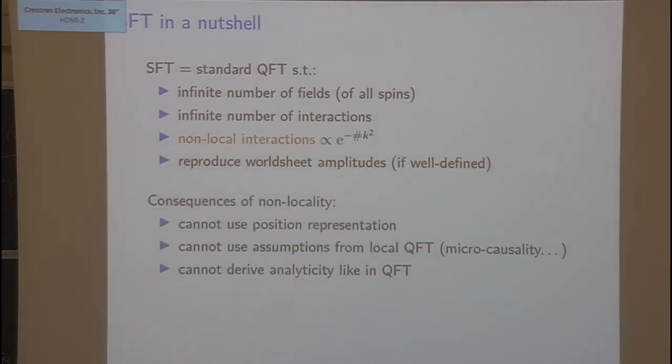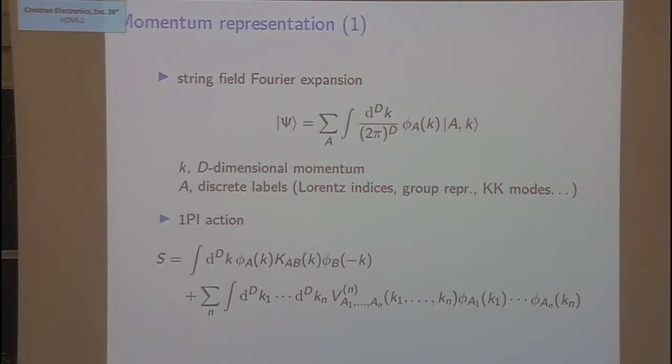Now, because of non-locality, we cannot use a position representation. So we also cannot use assumptions from local QFT like microcausality. Because of that, we cannot derive analyticity like in standard QFT using the work from the early 60s about that. So we have to do it again using some other way. The way we do it is to study singularities of Green functions by studying the Feynman diagrams in momentum space. So we directly derive analyticity in momentum space, and then we find that it's analytic in delta of 2.